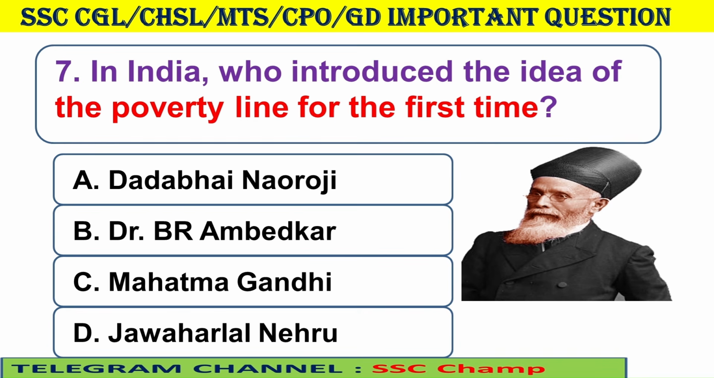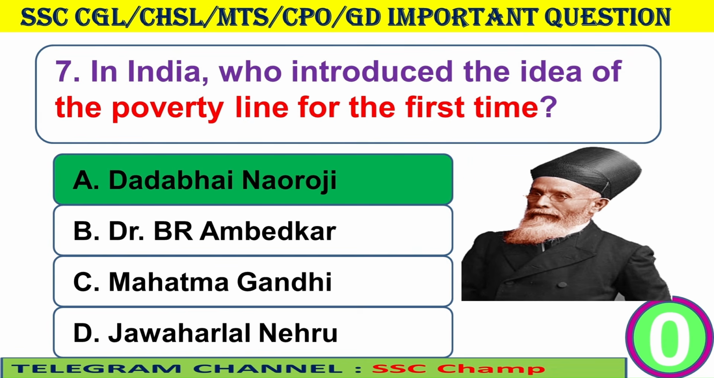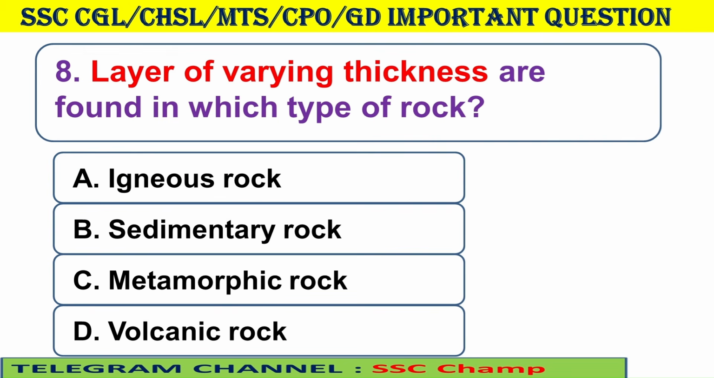Option A, Dadabhai Naoroji. Option B, Dr. B.R. Ambedkar. Option C, Mahatma Gandhi. Option D, Jawaharlal Nehru. Correct answer, Dadabhai Naoroji. Layers of varying thickness are found in which type of rock?